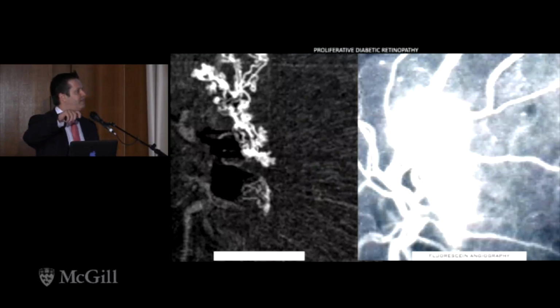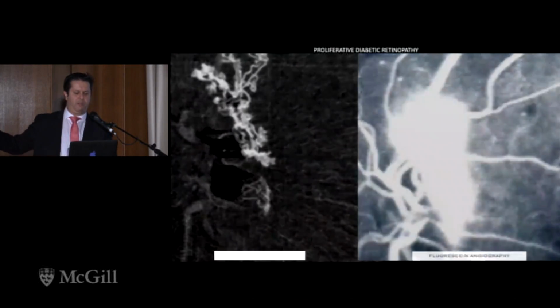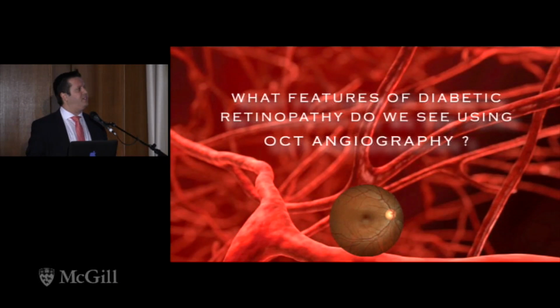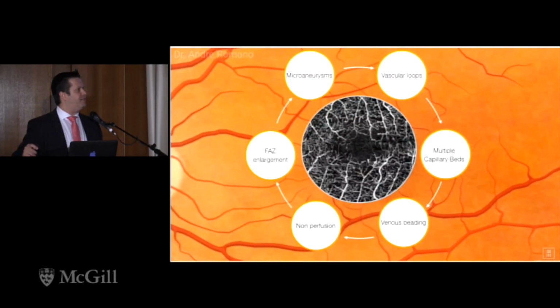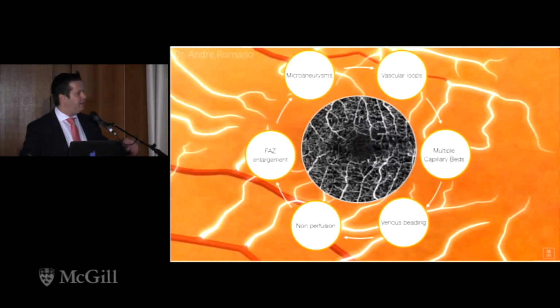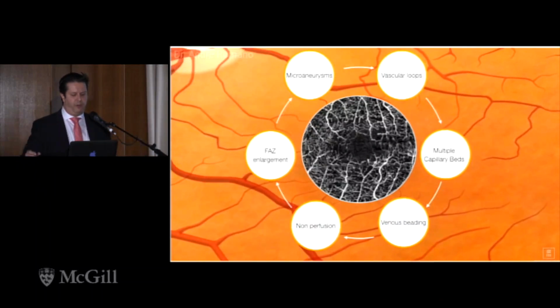So in diabetic retinopathy, what do we see? In this left slide, you can see OCT angiography, and this is fluorescein angiography. We're not going to see leakage. We're going to see something else. We're going to see flow. And the quality of the image, the detail, is way better than we normally see in fluorescein angiography. However, what are the features that we see in diabetic retinopathy using OCT angiography? We have several features that we are able to see: microaneurysms, vascular loops, multiple capillary bedding, venous beading, non-perfusion, and enlargement of the foveal avascular zone.